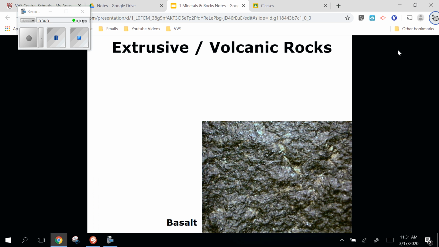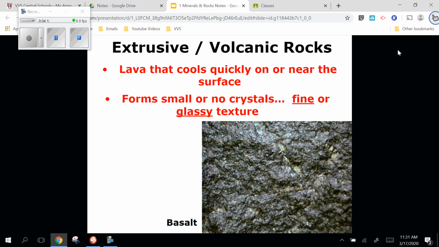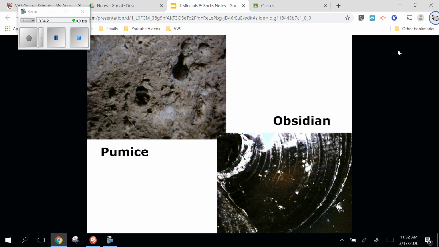All right? Extrusive or volcanic. Extrusive or volcanic rocks cool quickly on the surface or very near the surface. We get small crystals, or if it cools fast enough, we could get no crystals. Okay? Small crystals are a fine texture, no crystals are a glassy texture. Okay? Basically, we're looking for things that are less than a millimeter in size. A couple other examples. Pumice has air vesicles caused by dissolved gases that were in the lava. And obsidian is glassy. It cooled super quickly. The crystals didn't have time to grow.